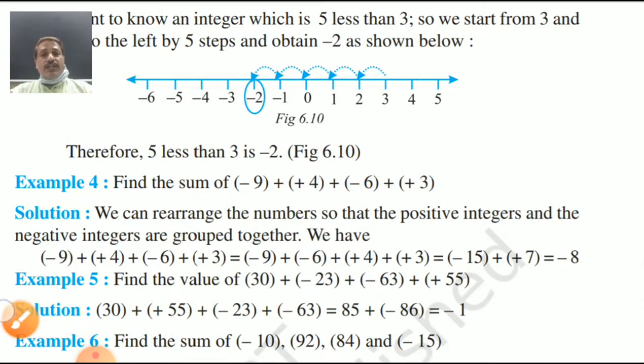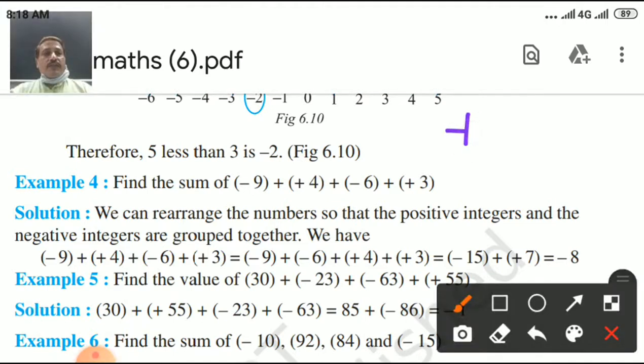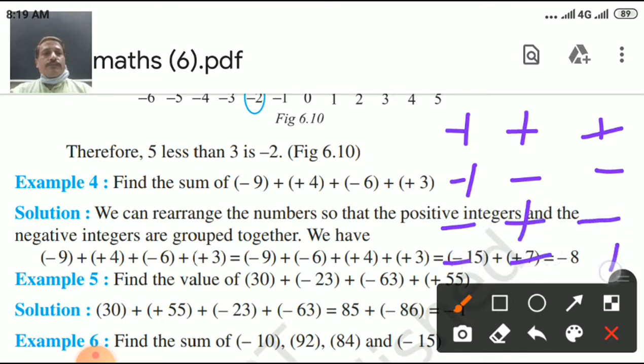There is one magic. Plus into plus, answer plus. Plus into minus, answer minus. Minus into plus, answer minus. And minus into minus gives plus. This is the magic, the sign rule.